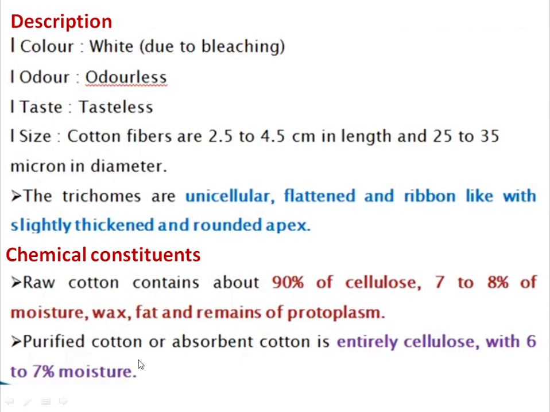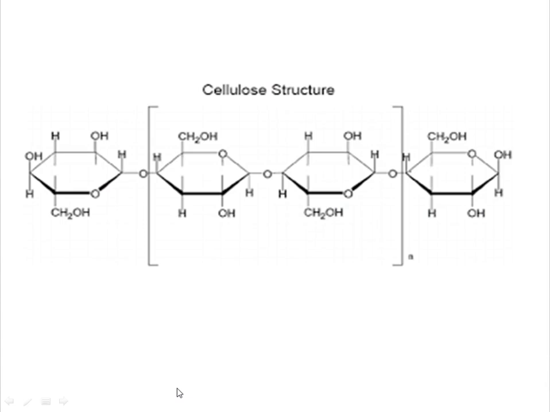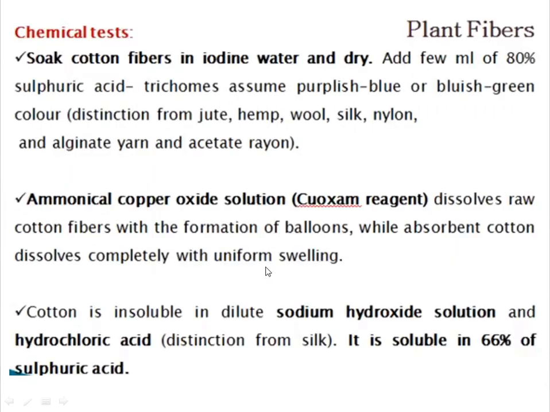Next is purified cotton. Purified cotton, also known as absorbent cotton, is entirely cellulose, consisting of the maximum amount of cellulose with 6 to 7% moisture. This purified cotton doesn't possess any waxy or fatty material on the cell wall. This is the structure of cellulose. See here, it is a cellulosic structure.